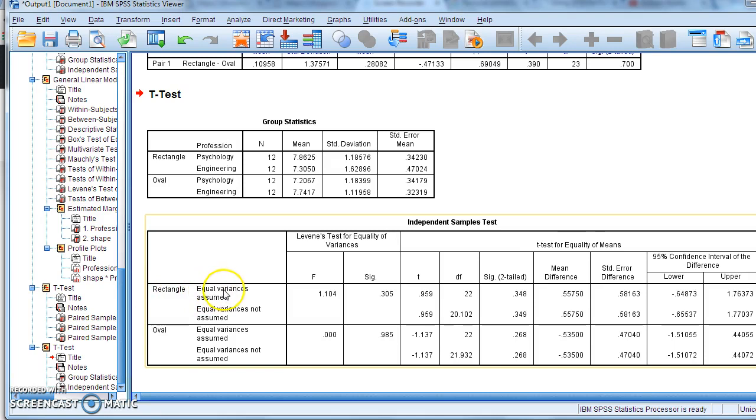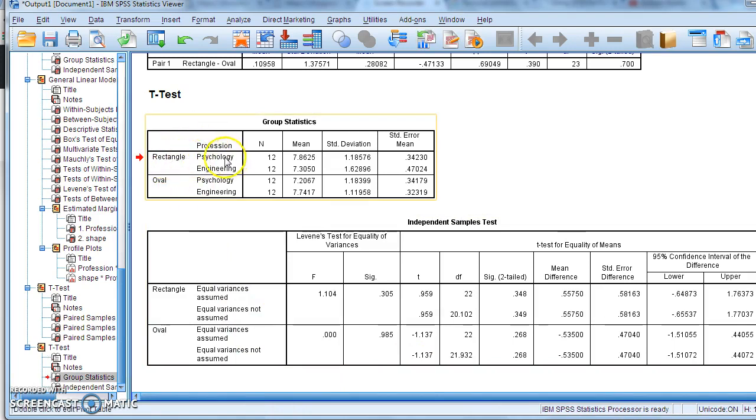When we looked at the between subjects t-tests, what we did here was to see, well, okay, if we look at this top one here, it says group statistics. We can see that if we compare psychologists versus engineering students on rectangles, there's a small difference in the means here. Psychologists are slightly better, which we kind of knew from the graph. And if we look at ovals, then psychology students are slightly worse than engineers. We knew that from the graph, 7.7 versus 7.2. But neither of these t-tests is significant.